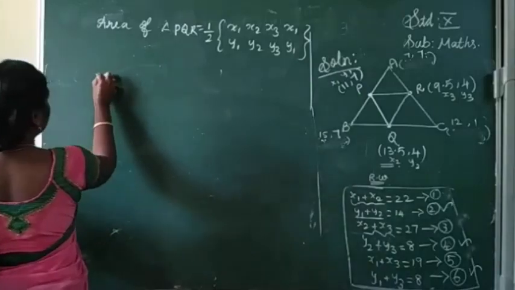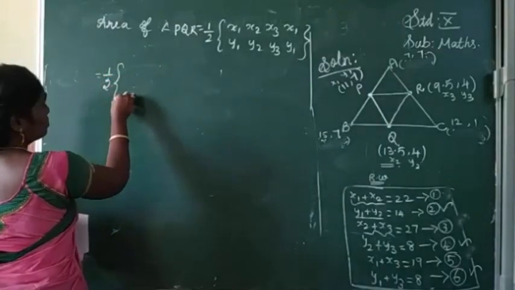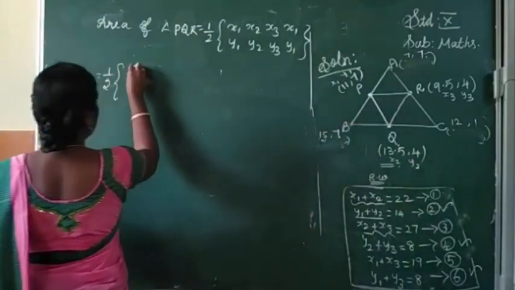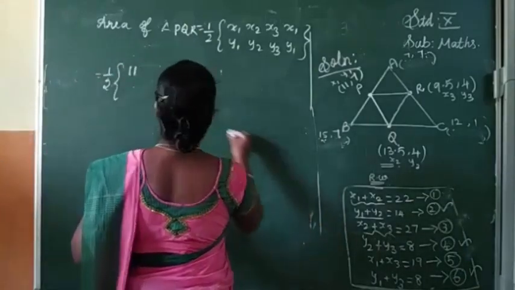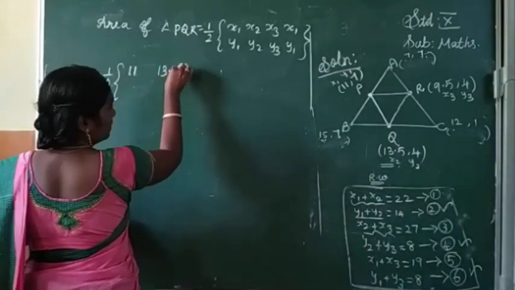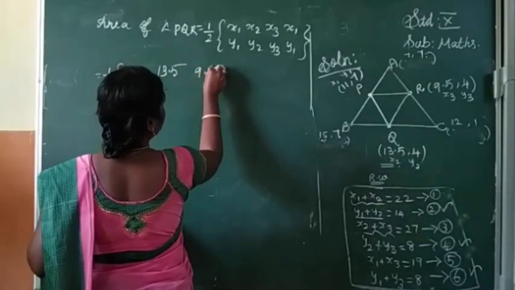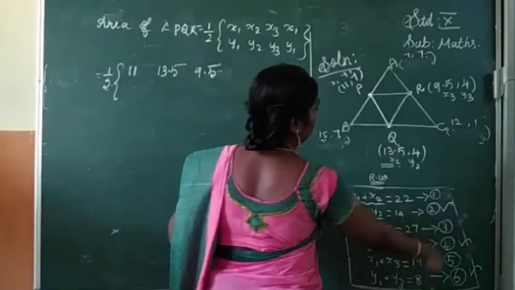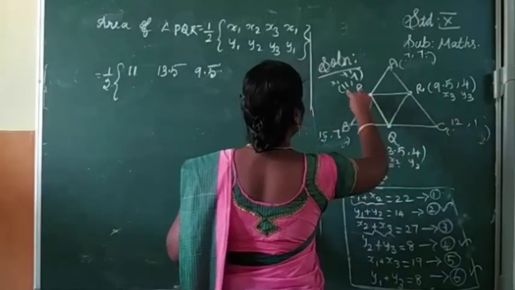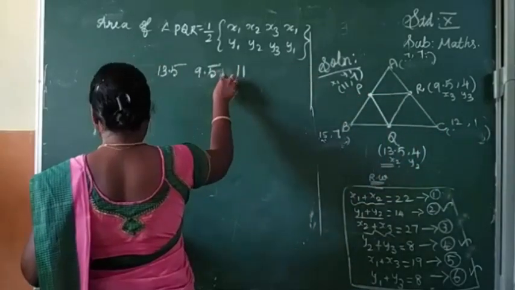Now, that implies half into x1 value is 11, then x2 value is 13.5, then x3 value is 9.5. Then again x1 value is 11.